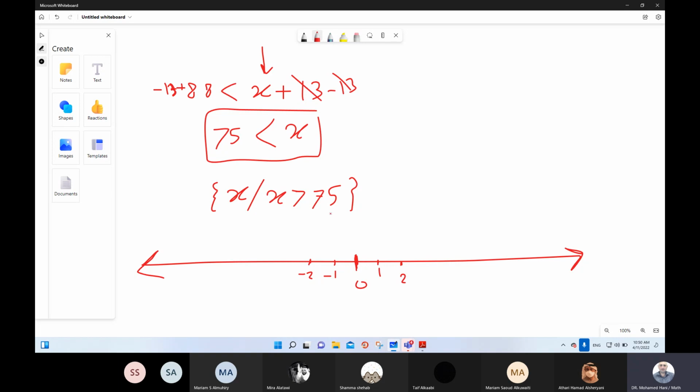Then represent 75, for example 75 here. As you see, we don't have equal in the sign, so draw an open circle. Then x greater than 75 means the value of x is more than 75, so to the right, to the positive side.